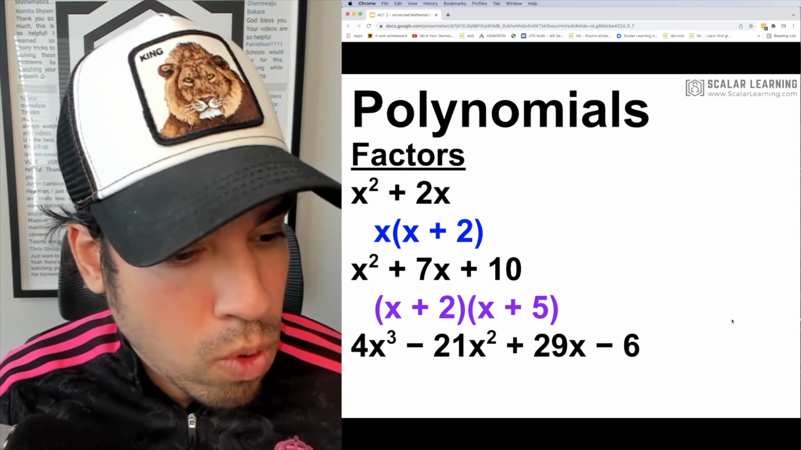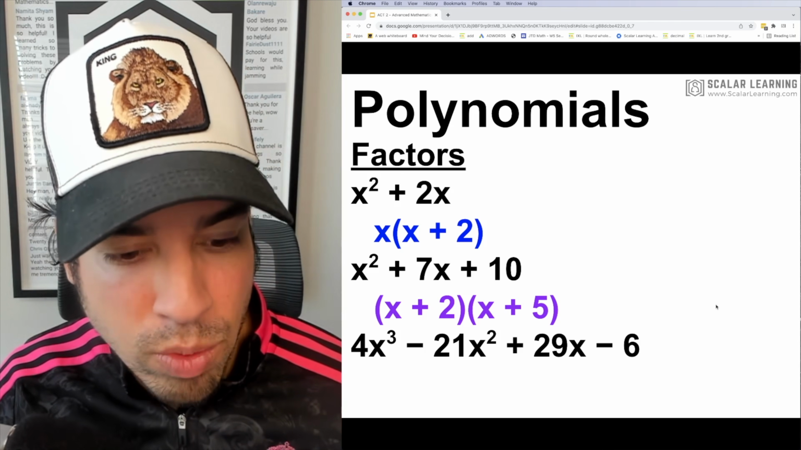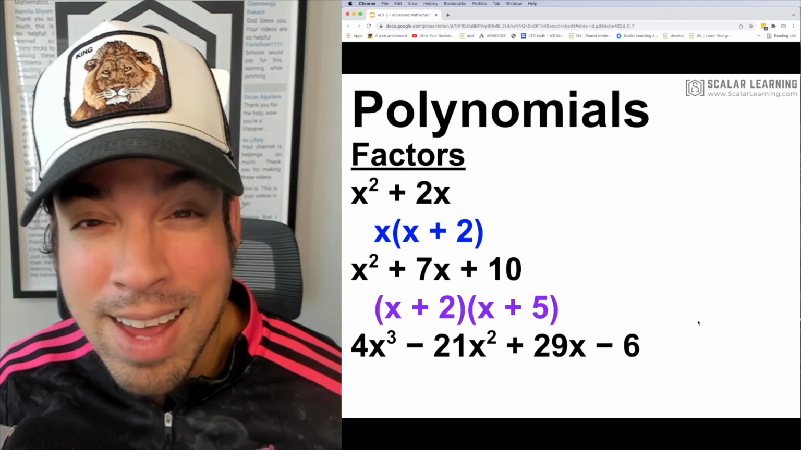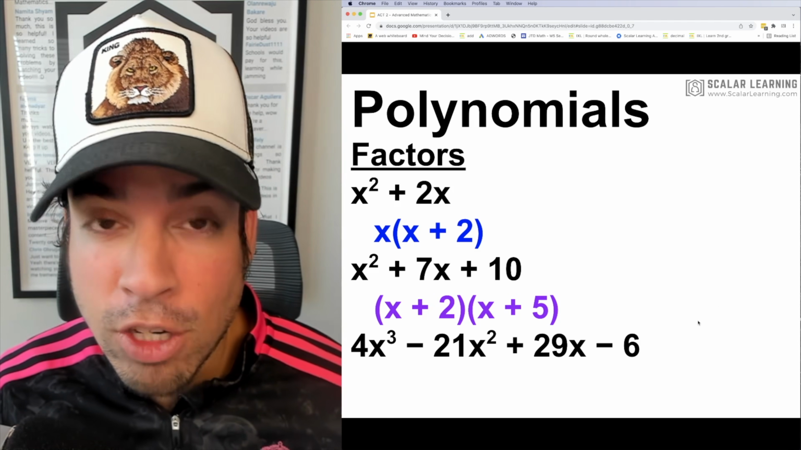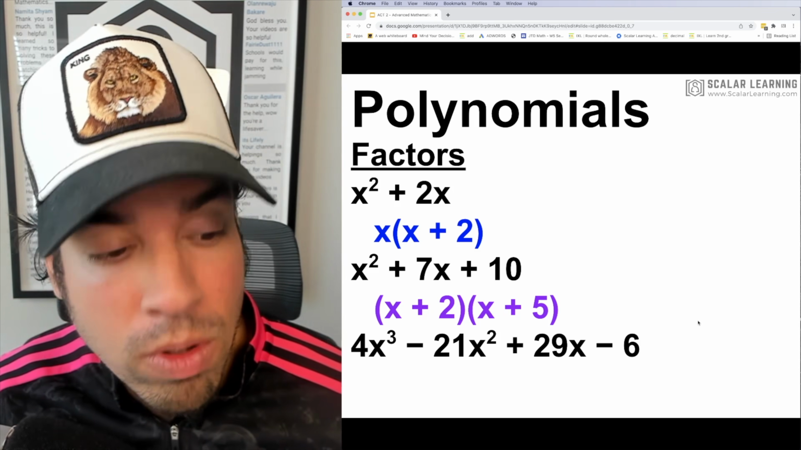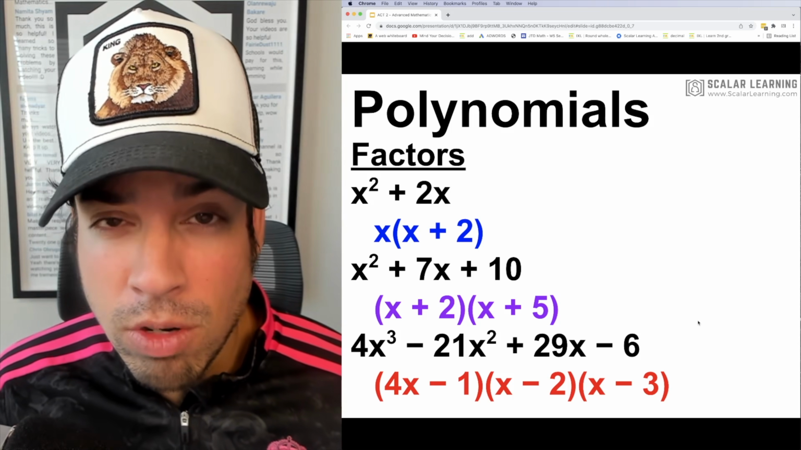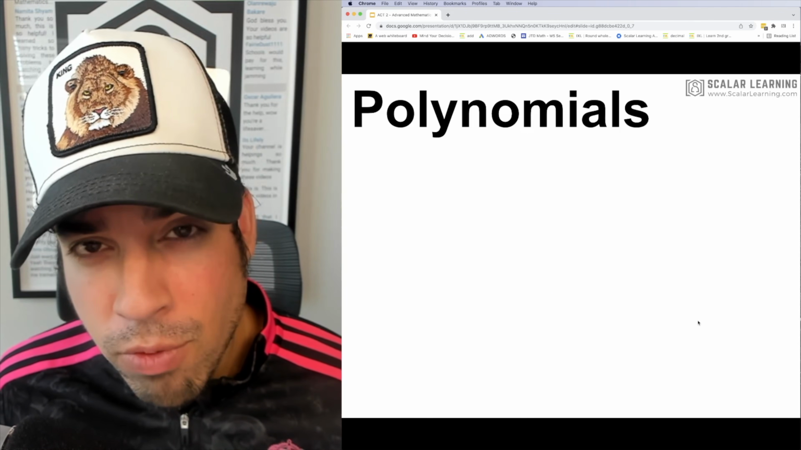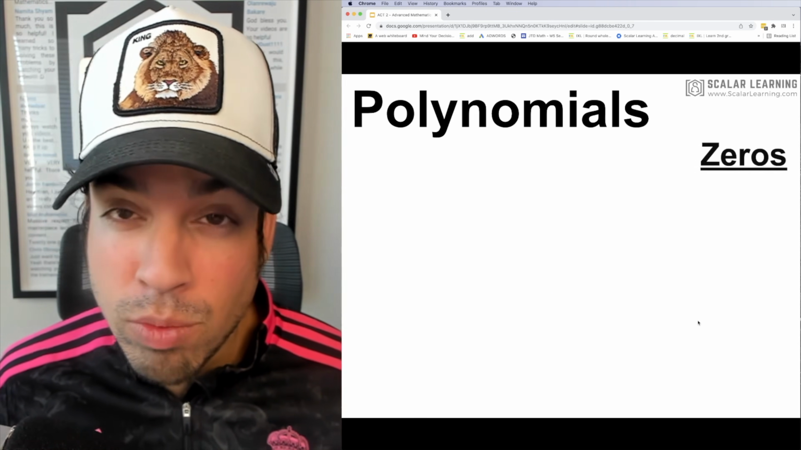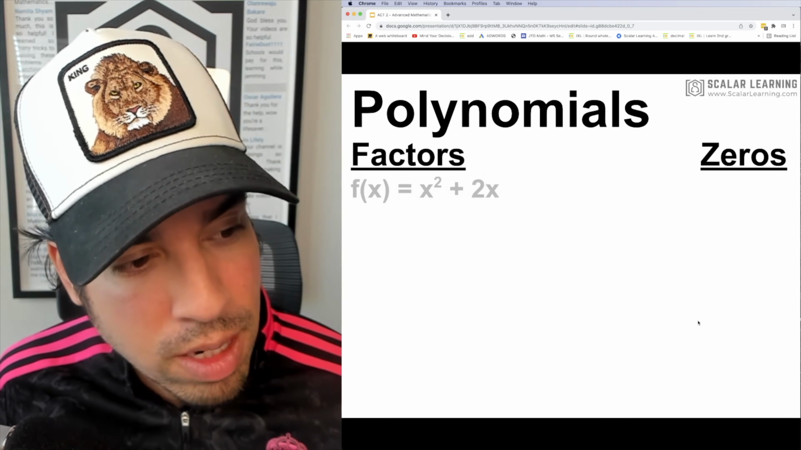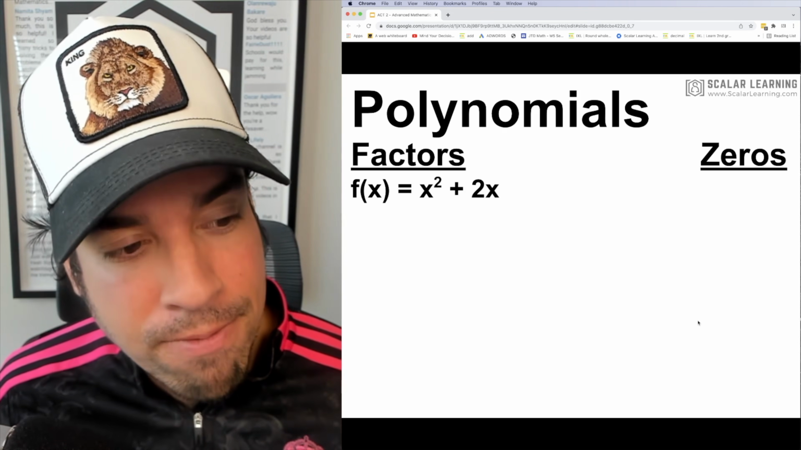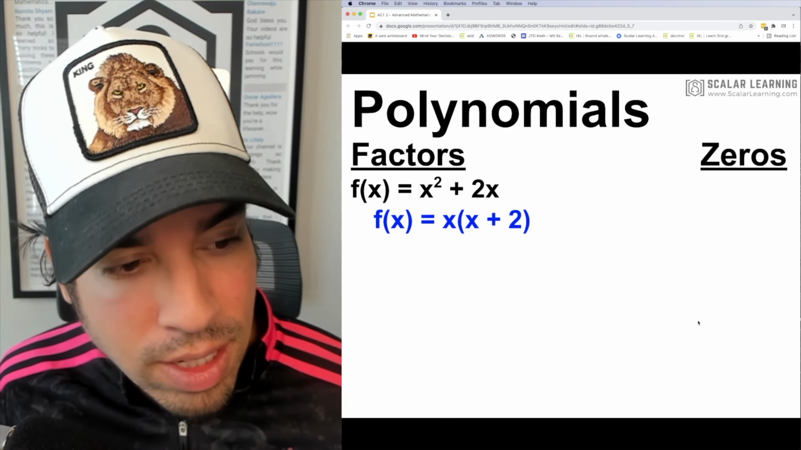Next, we have 4x cubed minus 21x squared plus 29x minus 6. And not like they're going to give you something this complex to actually straight up factor, but for example, this does indeed factor to this set of 3 binomials. Now we're going to talk about how the factored form helps us find zeros, and that's really important on the ACT. So for example, if we had this as a function and then we factored it as x times x plus 2, we can easily find the zeros.